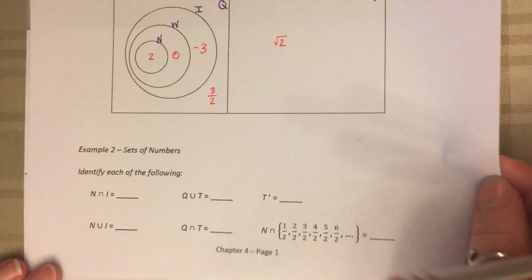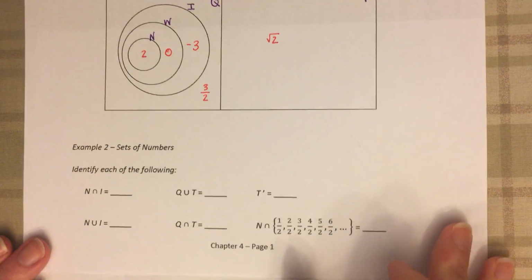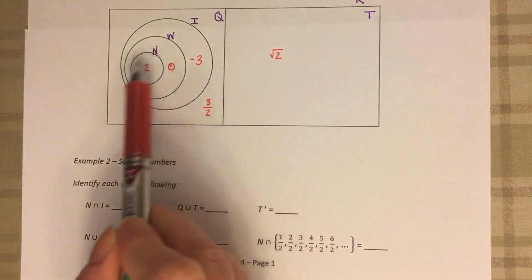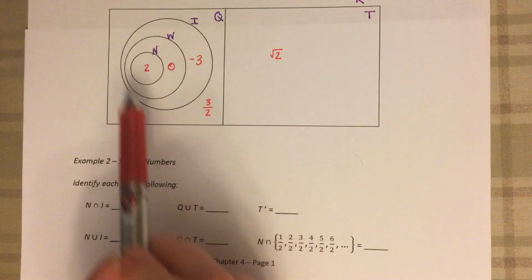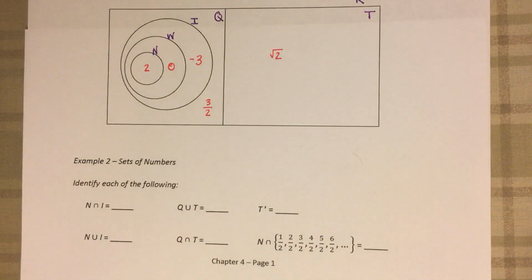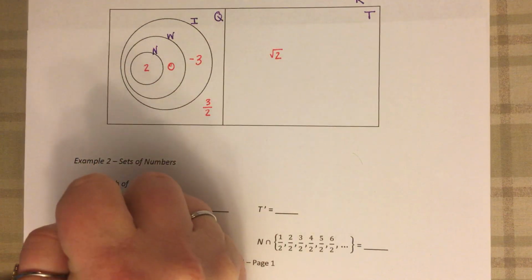Okay, example 2 at the bottom of the page looks similar to examples that we saw back in section 1.4 as well. So we're just going to review these a little bit in addition to talking about other things. All right, so N intersect I. Looking at our Euler diagram, we're going to use this picture directly above to help us. N is our small circle in the middle, I is our larger circle. If we take the intersection of those, we want what is in both. Our intersection is going to be this smaller circle, which is N.